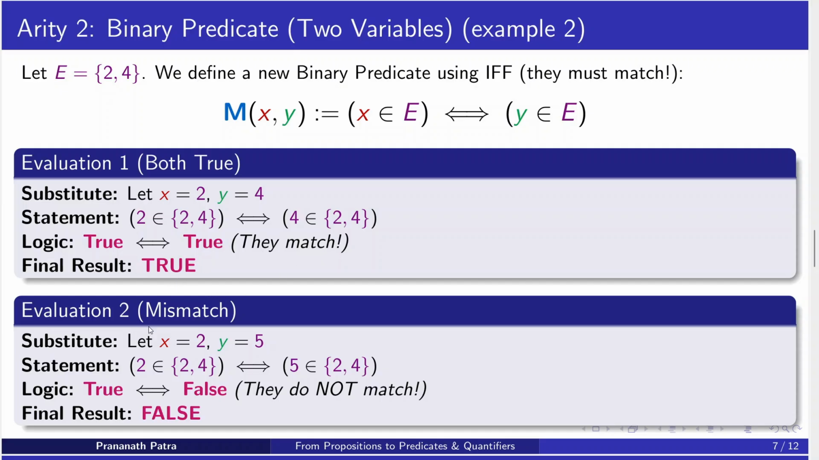Now let's substitute x with 2 and y with 5. The statement is 2 is in E if and only if 5 is in E. 2 is in the set, but 5 is not, so logically we have true if and only if false. Since they do not match, the final result is false.